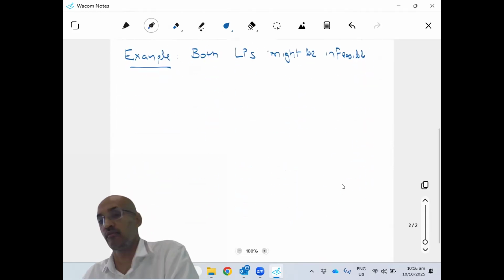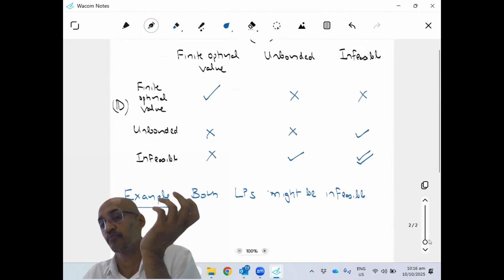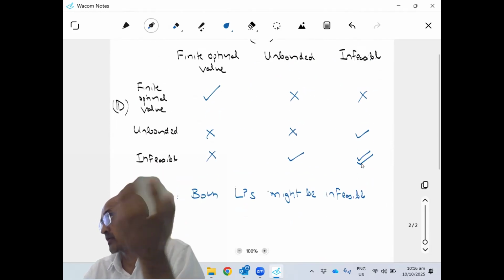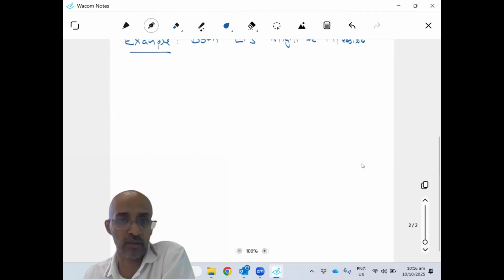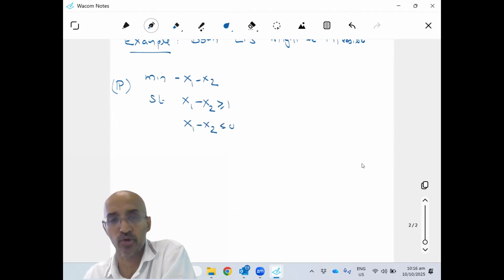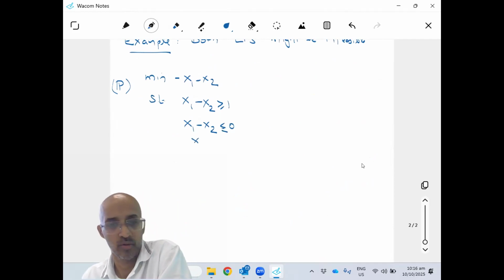So how do you see this? We just have to construct an example where this occurs. Here's one example. Suppose I try to minimize minus x1 minus x2 subject to x1 minus x2 greater than or equal to 1, x1 minus x2 less than or equal to 0, both x1 and x2 non-negative.